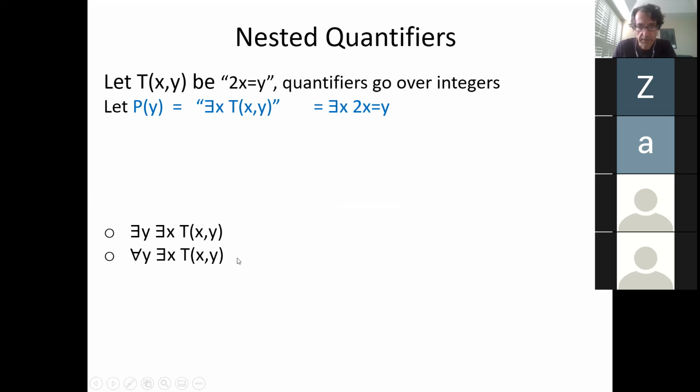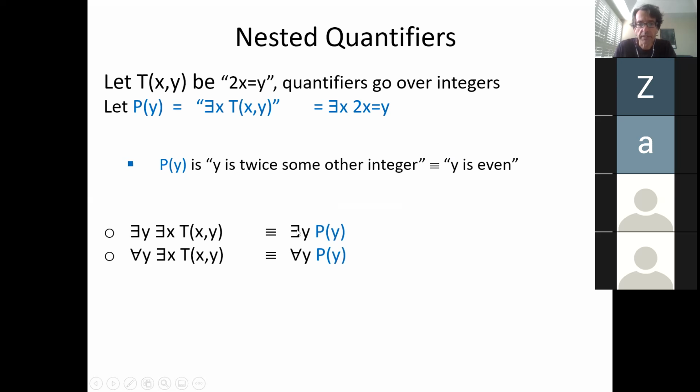Well, we've seen these. I can think of this inner expression here as a predicate on y. This thing is a predicate on y that says there exists an x such that twice x makes y. As we have seen, it's the same as to say that y is twice some other integer. That means y is even. So therefore, now I can evaluate these. This thing means that there exists a y which is even, so it's obviously true. For all y is even, it's not true.